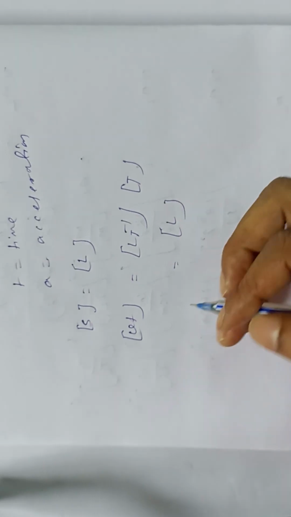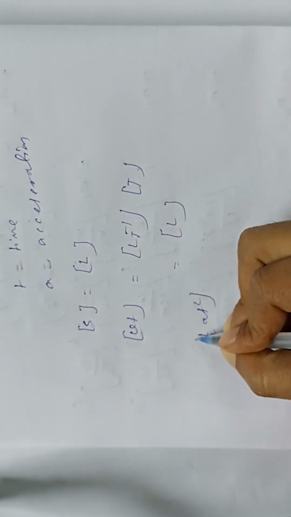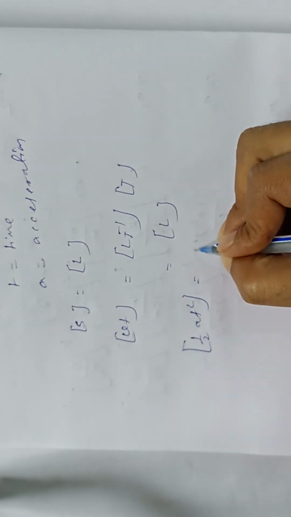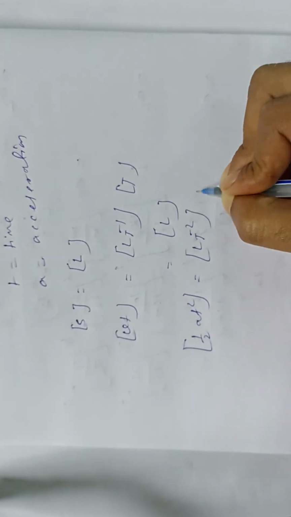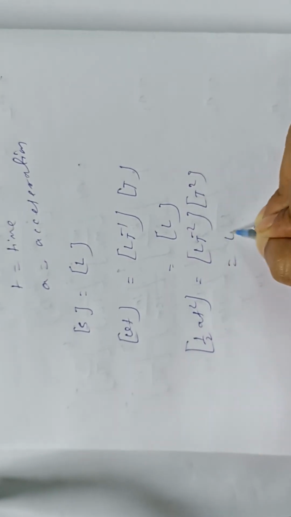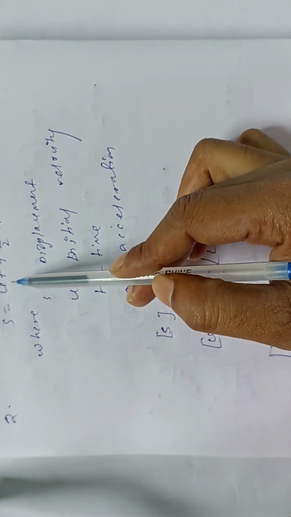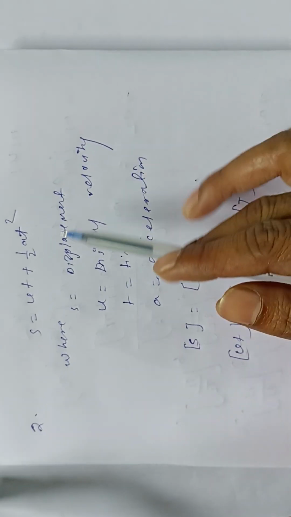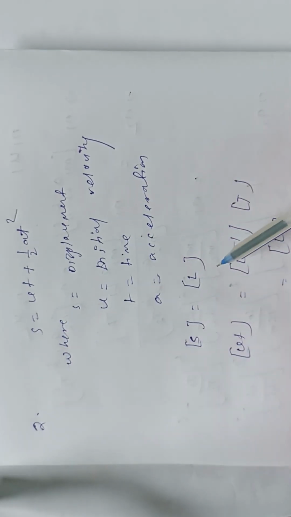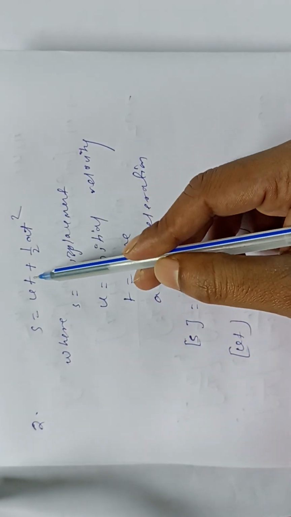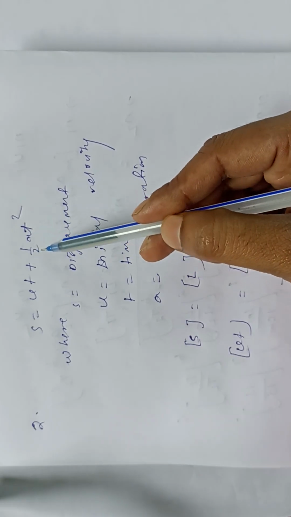And the dimension of half at square. We know that half is a constant, so dimensionless. A is acceleration, dimension of acceleration is LT minus 2, times T square, equals L. So this is the dimension of LHS equal to the dimension of RHS. The dimension of LHS, S, is L, and on the RHS, ut plus half at square, each term ut is L, half at square is L.